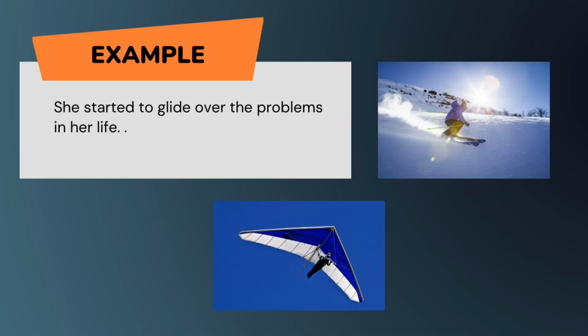We can look at the example. She started to glide over the problems in her life. This means that she was facing a lot of problems in her life, but instead of thinking that they are hurdles, she began to glide over the problems, over from above the problems. You can also see that a guy is gliding over the snow and the second guy is gliding in the air.